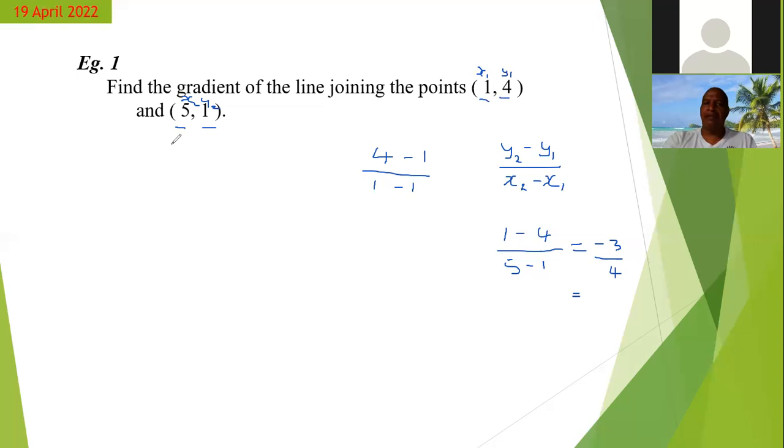What happened to the 5? What happened to the 5, Miss Wilson? You mixed up the numbers. Yeah, I just realized now, sir. So I mixed up the numbers. All right, quickly do it again, Miss Wilson, and check your answer. Yes, sir.